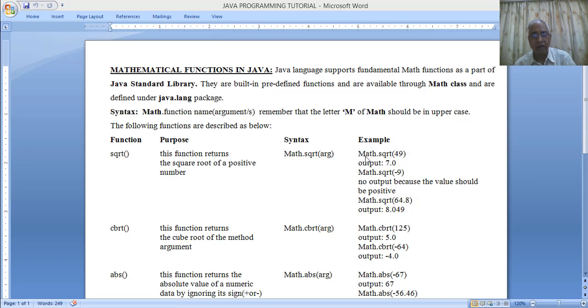For example, Math.sqrt(49). This will result in 7.0 or 7, because the square root of 49 is 7. Then Math.sqrt(-9). Minus 9 is a negative number, so there is no output because it is invalid. It is not a positive number. Then Math.sqrt(64.8). You can take the square root of a decimal or a whole number also. The output will be 8.049.